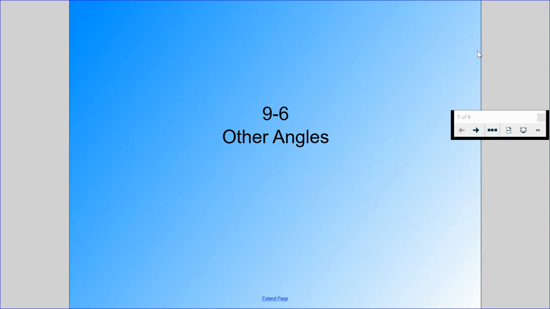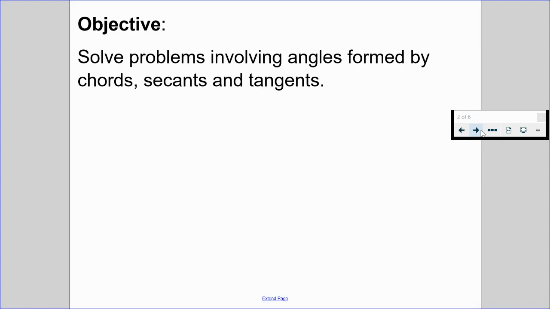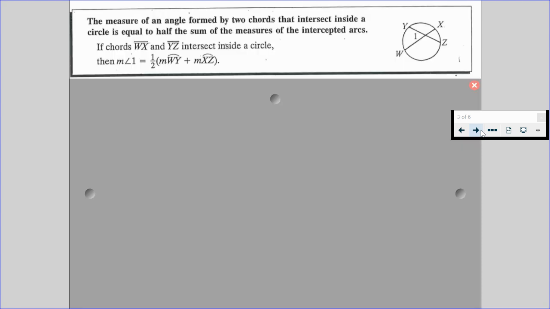Alright, and welcome back. In this video, we are going to be going through Chapter 9, Section 6, titled Other Angles. By the end of this video, we should be able to solve problems involving angles formed by chords, secants, and tangents. So please have out your guide and notes, and let's begin.